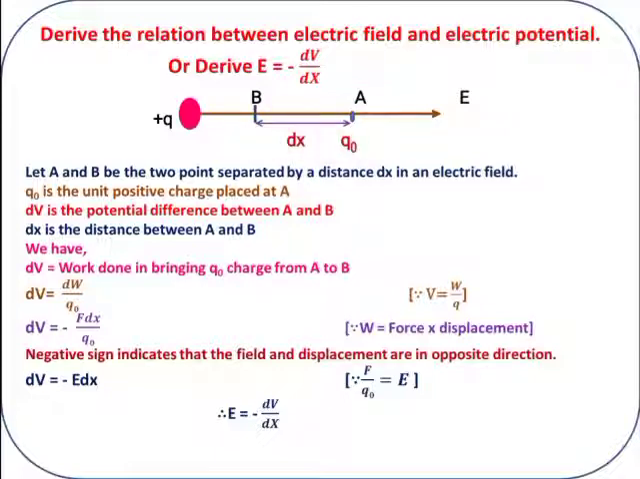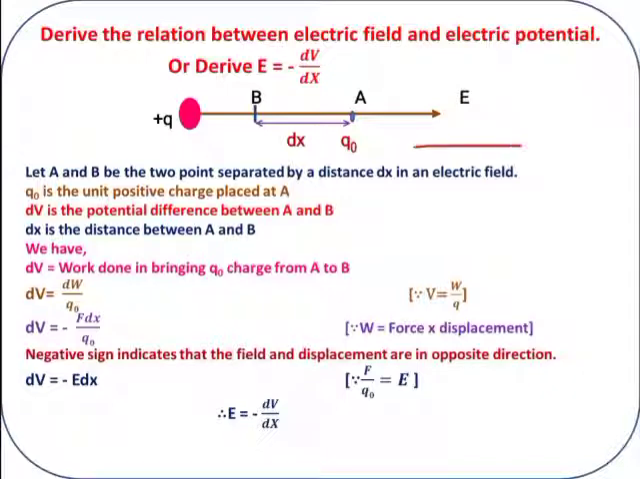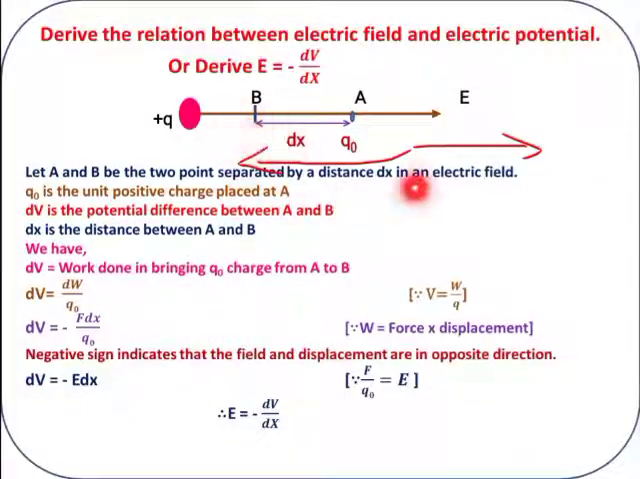Then Q naught as it is. But why negative sign? Negative sign indicates that the field and displacement are in opposite direction. So where is our electric field? This is the direction of our electric field. What is the displacement? We are shifting the charge from A to B, means this is the direction of the displacement. Both are opposite.